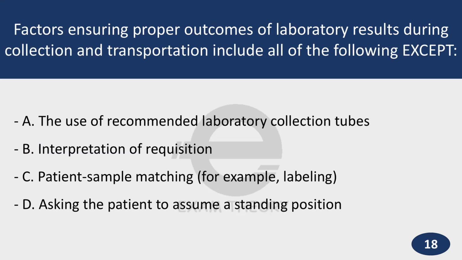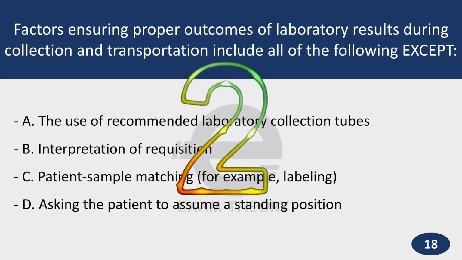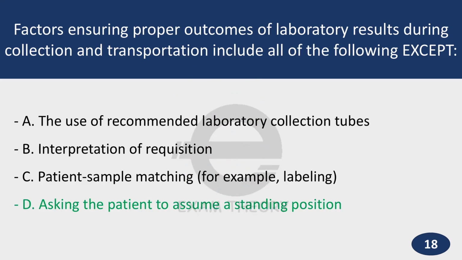Factors ensuring proper outcomes of laboratory results during collection and transportation include all of the following except A. The use of recommended laboratory collection tubes. B. Interpretation of requisition. C. Patient sample matching, for example, labeling. D. Asking the patient to assume a standing position. The correct answer is D.